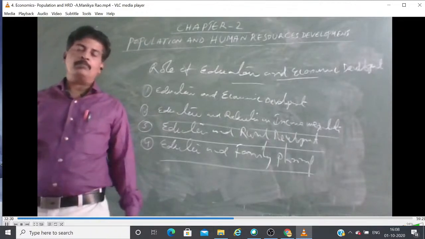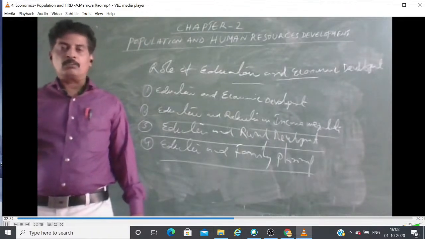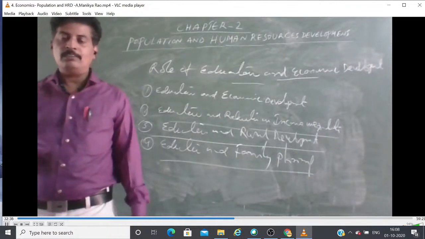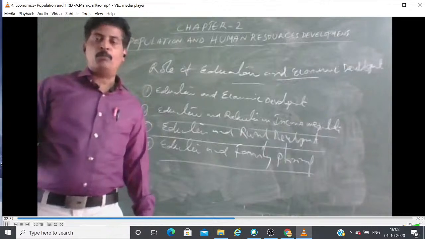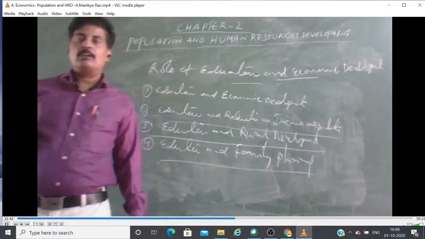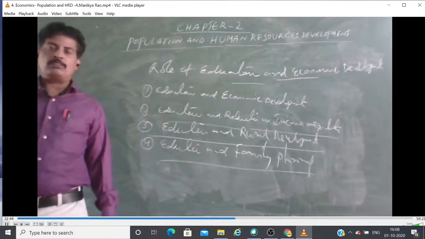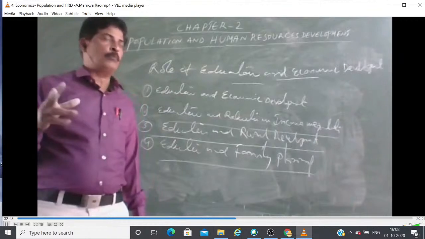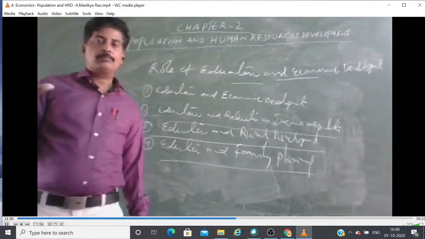If women become educated, they can go for marriage at a later age. In that way, population can be reduced. So, education can bring more changes in the attitude of a woman. Therefore, more and more women should be educated.